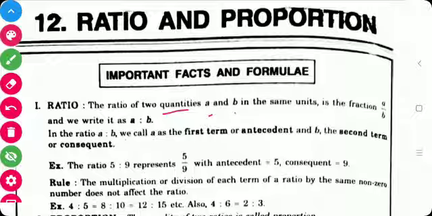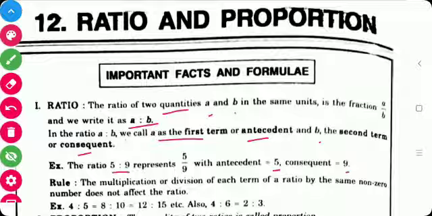B, or we will write it as A as to B. In the ratio A as to B, we call A the first term or antecedent and B the second term, that is consequent. So in the ratio 5 as to 9, we will represent it as 5 by 9 with antecedent as 5 and consequent as 9. Okay.